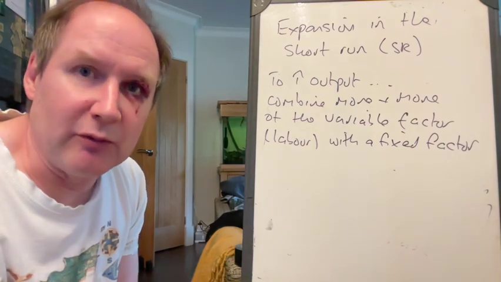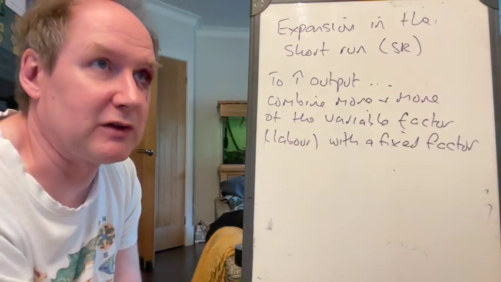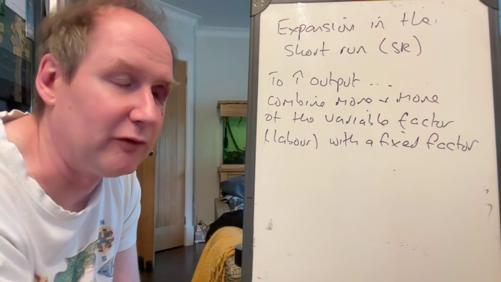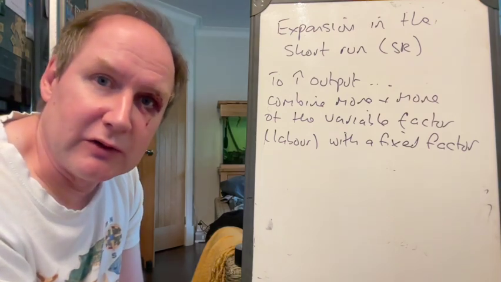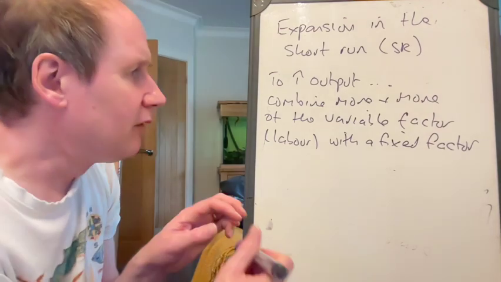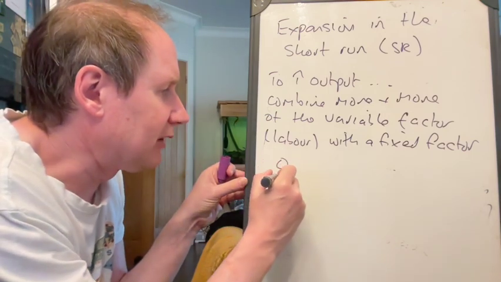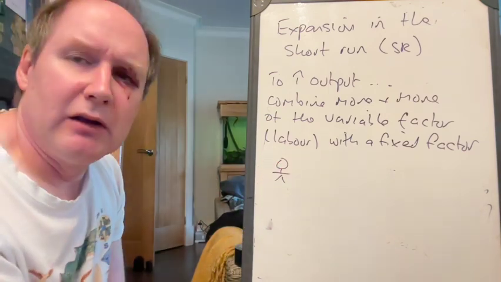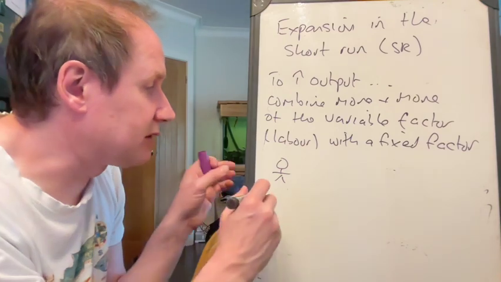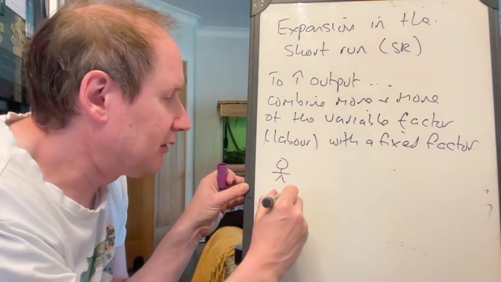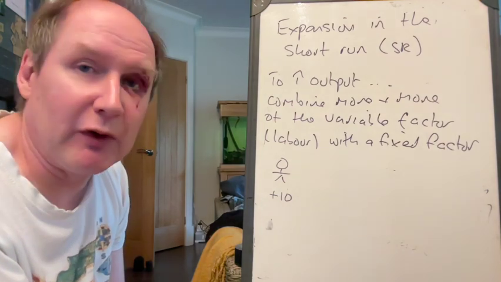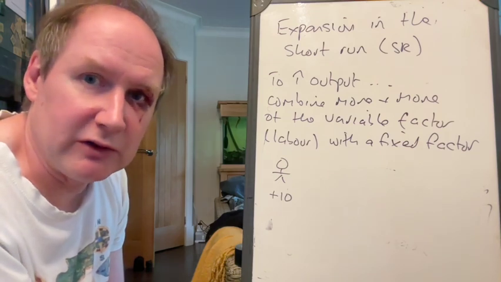So what we're imagining is we've got a business with a fixed amount of land. It's a bakery, and it's got a fixed amount of ovens. We want to try and increase output, so we start adding workers to that business. We add worker number one. Obviously, they can produce a certain amount of stuff. It doesn't really matter how much. Let's suppose that they add an extra 10 units.